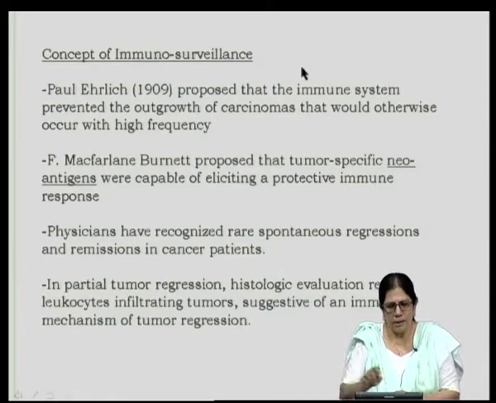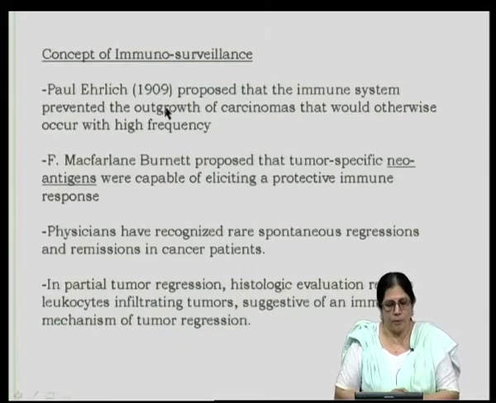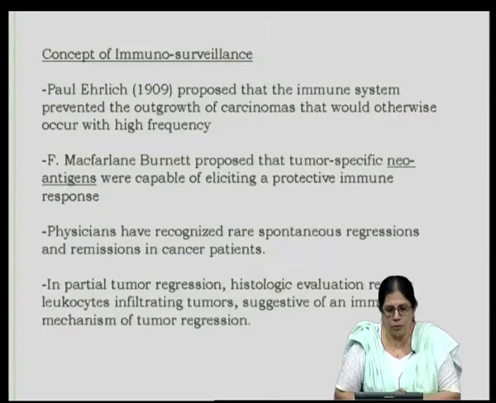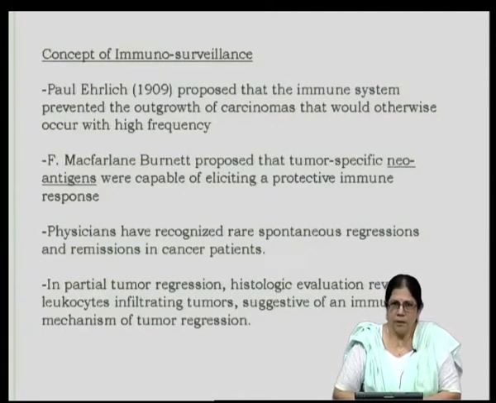It was as early as 1909 that Paul Ehrlich proposed that the immune system prevents the outgrowth of carcinoma that would otherwise occur with high frequency. And there was another study made somewhere around the 1950s and 60s, where it was seen that individuals who die of old age die not of cancer, but with cancer. What would that mean?